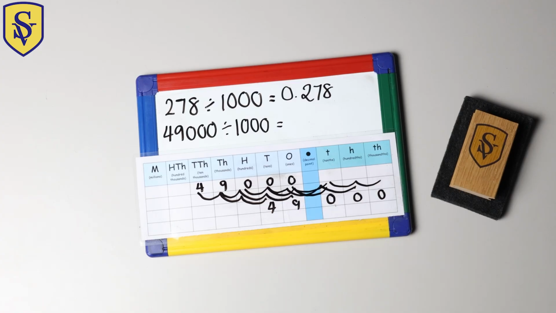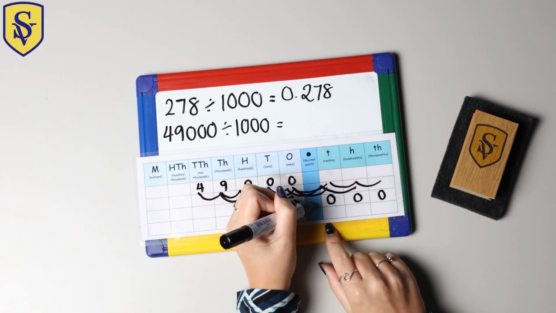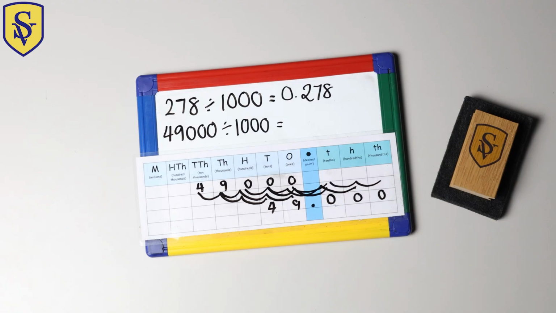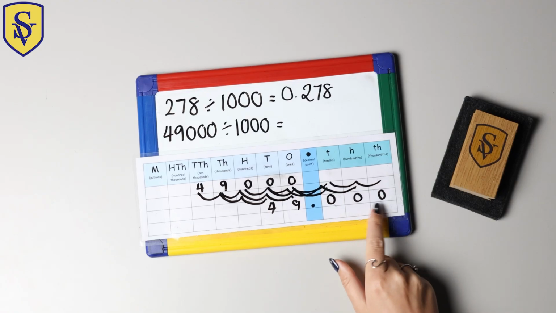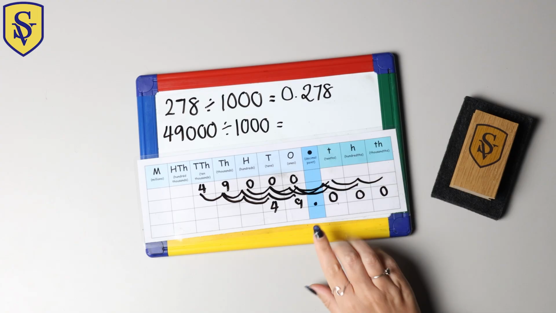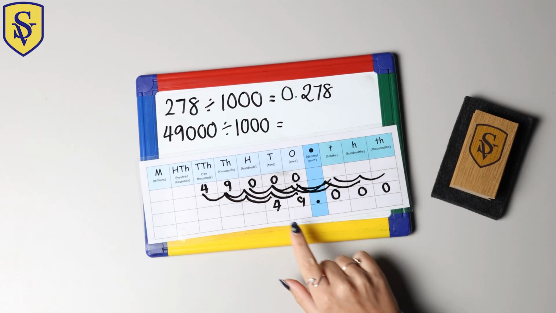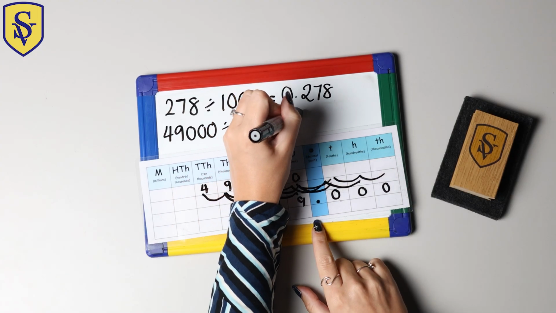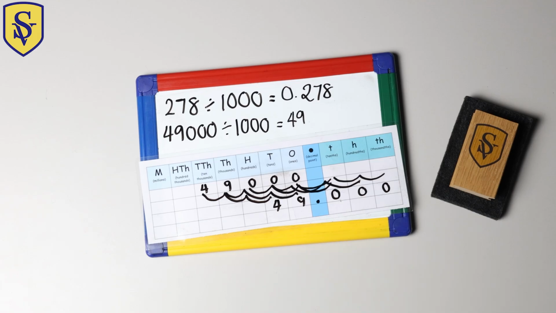Now, as before, this would be the decimal point that has to go back in. And as there are only zeros after the decimal point, you can ignore those numbers and just see the answer as 49. So 49,000 divided by 1,000 is 49.